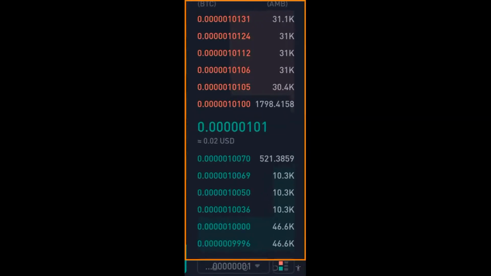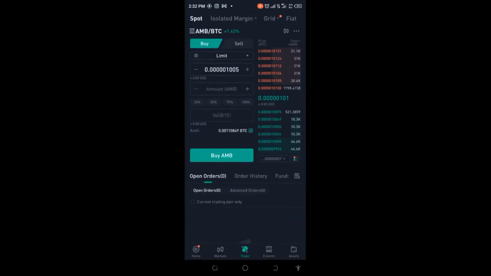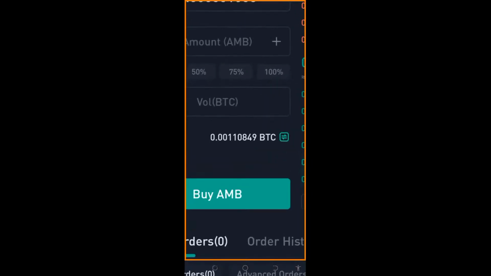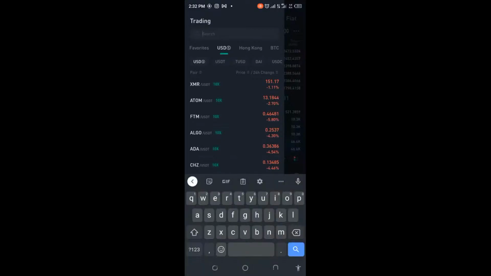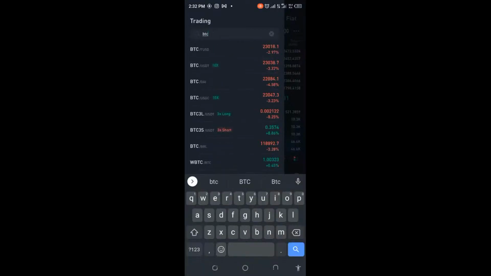You can even see that it rose up to 0.0000101. That is phenomenal. Okay, so what do we have here? We have no AMB, but we have our BTC. So what we're going to do now is change this to TRX, and then we'll send it over to Binance. So let's change this to TRX.